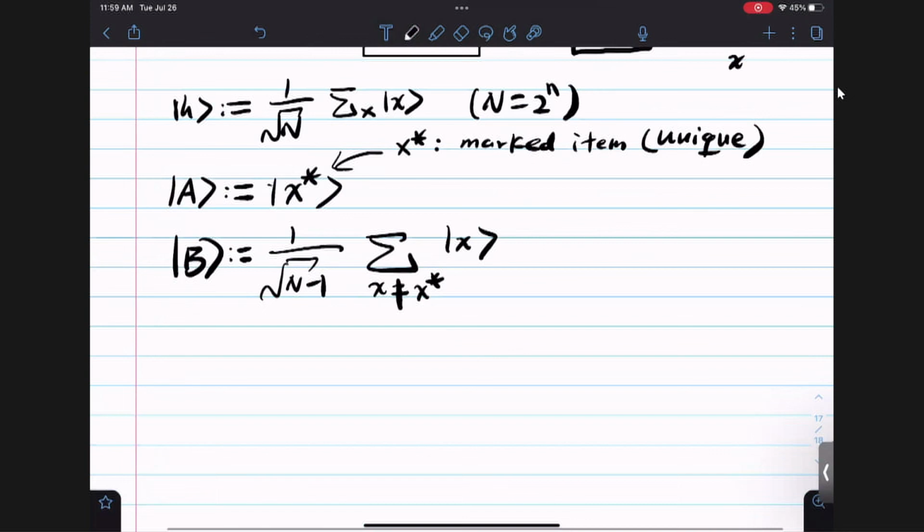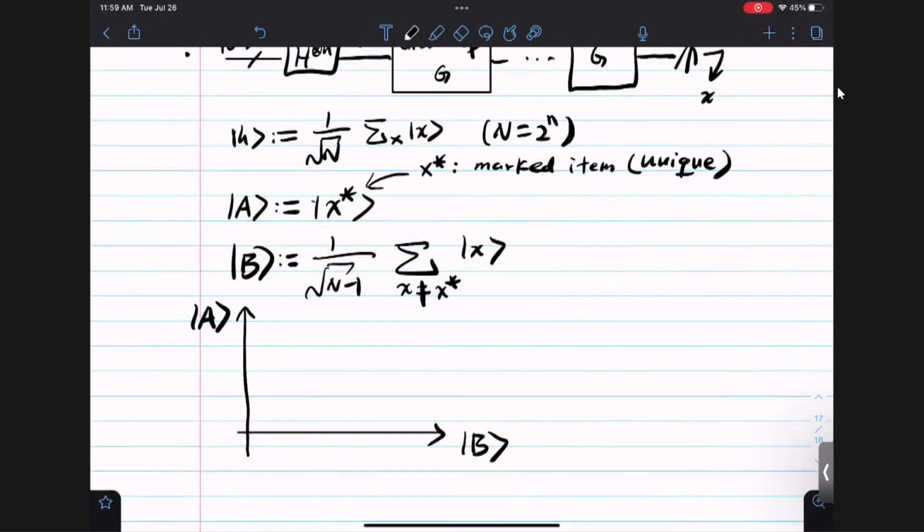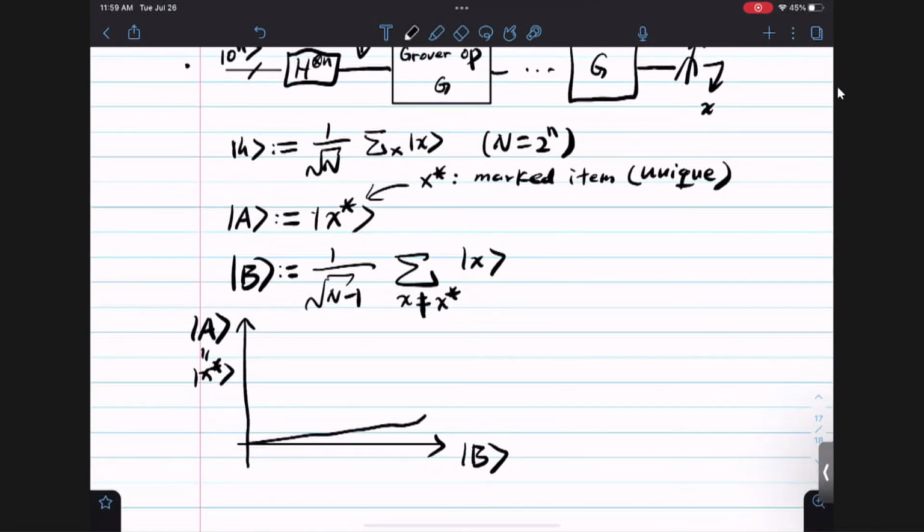Okay, so let me draw this picture. Imagine this 2-dimensional plane spanned by A and B. So let me write B here, down here. B is kind of the bad state, right? It contains no marked item. And A here, that's the nice one. It contains this marked item. And the initial state, ket H, sits somewhere here. It's very close to B, because in the beginning, the overlap between H and B is huge, right? Because most of the components, they are unmarked.